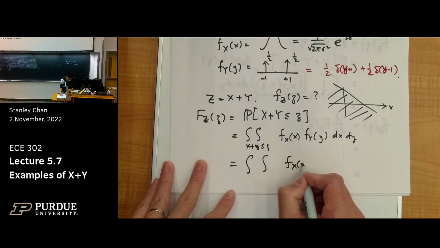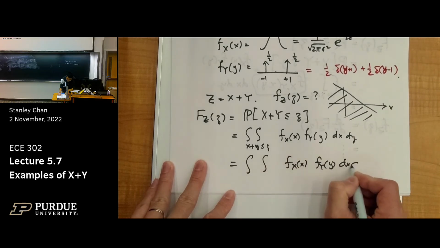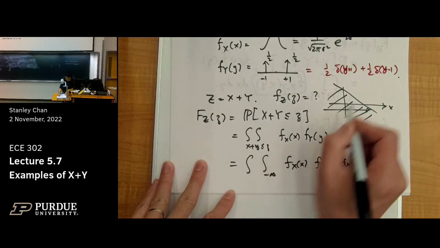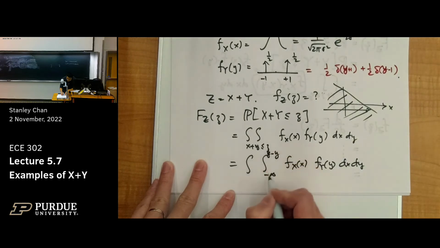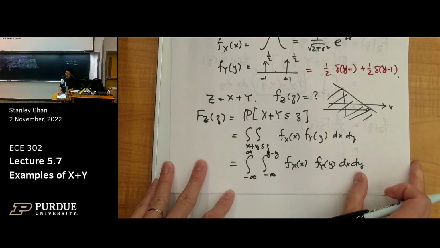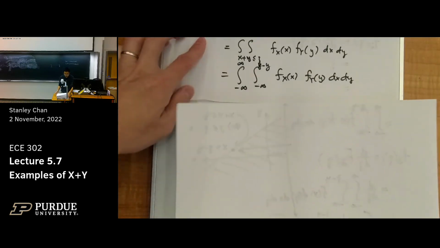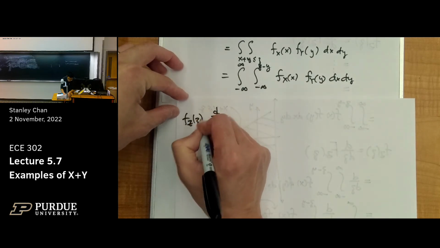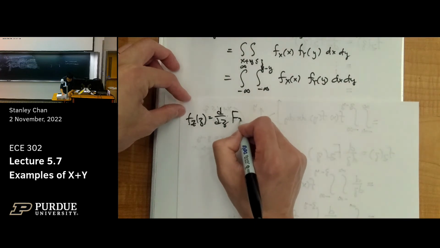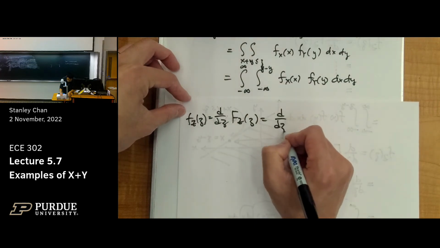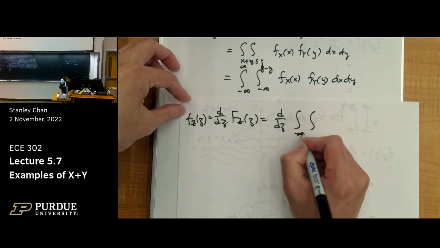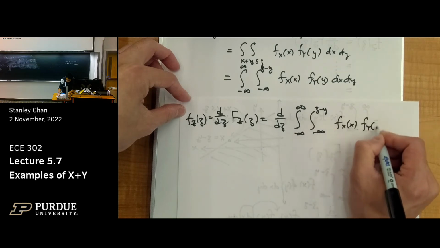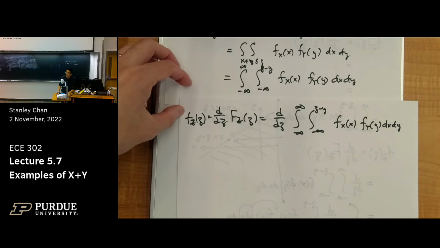But if you start with the generic formula, you have f_X, you have f_Y, dx, and dy. X will go from minus infinity all the way to z minus y, and y from minus infinity to plus infinity. Exactly the same formula as before, which is good. Then you take the derivative d/dz, which gives you the PDF f_Z(z). So this is the integral from minus infinity to infinity, minus infinity to z minus y, of f_X, f_Y, dx and dy. Exactly the same procedure, right?